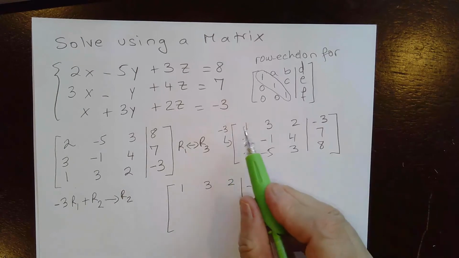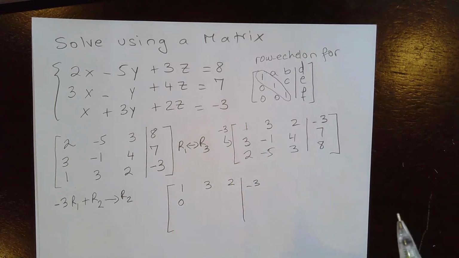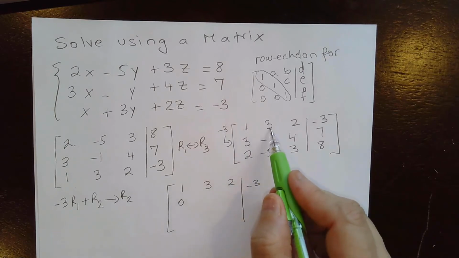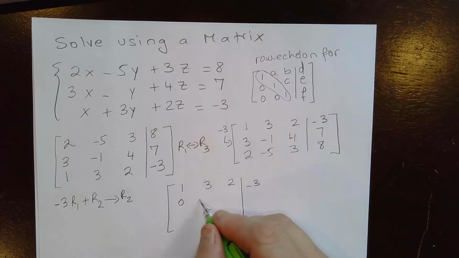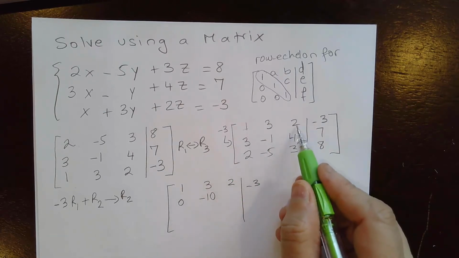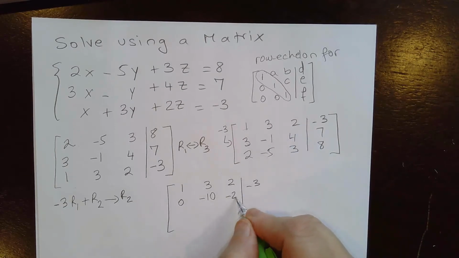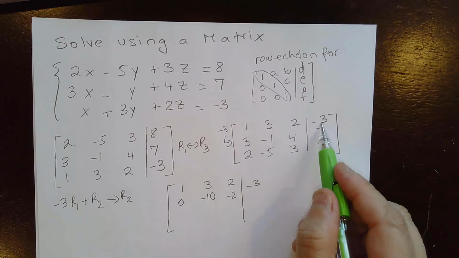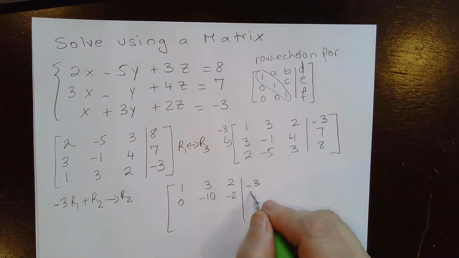Now negative 3 times 1 is negative 3. Negative 3 plus 3 is 0. Negative 3 times 3 is negative 9. Negative 9 minus 1 is negative 10. Negative 3 times 2 is negative 6. Negative 6 plus 4 is negative 2. Negative 3 times negative 3 is 9. 9 plus 7 is 16.